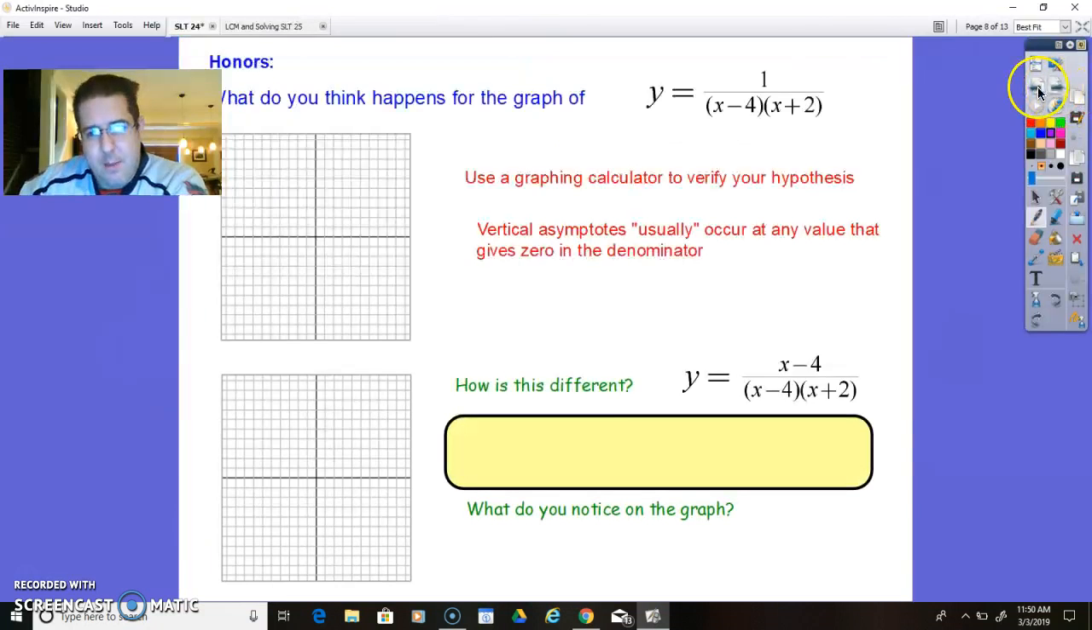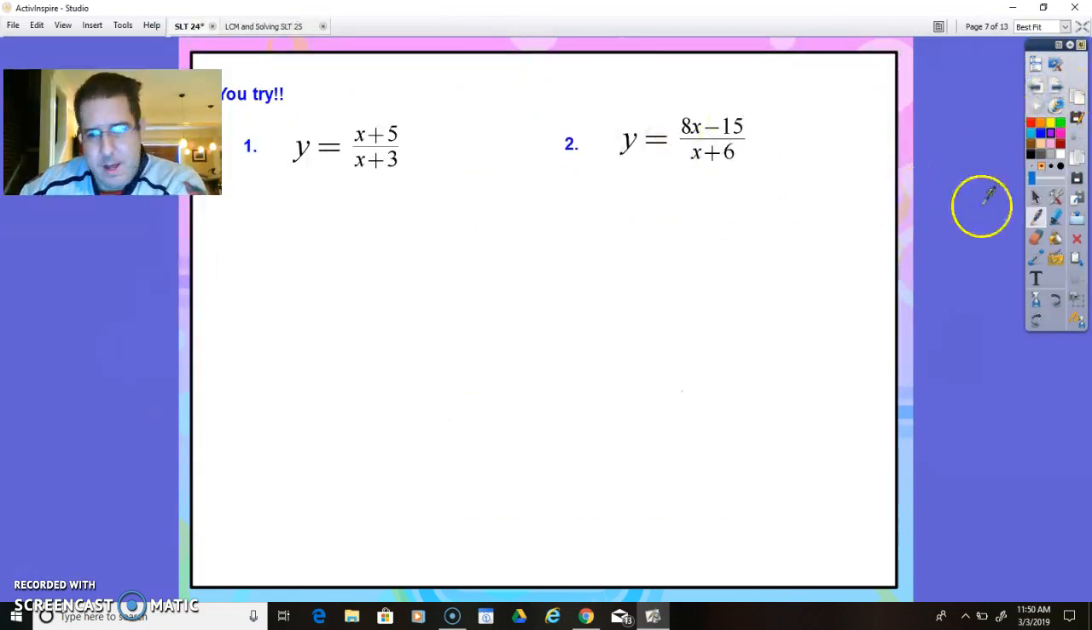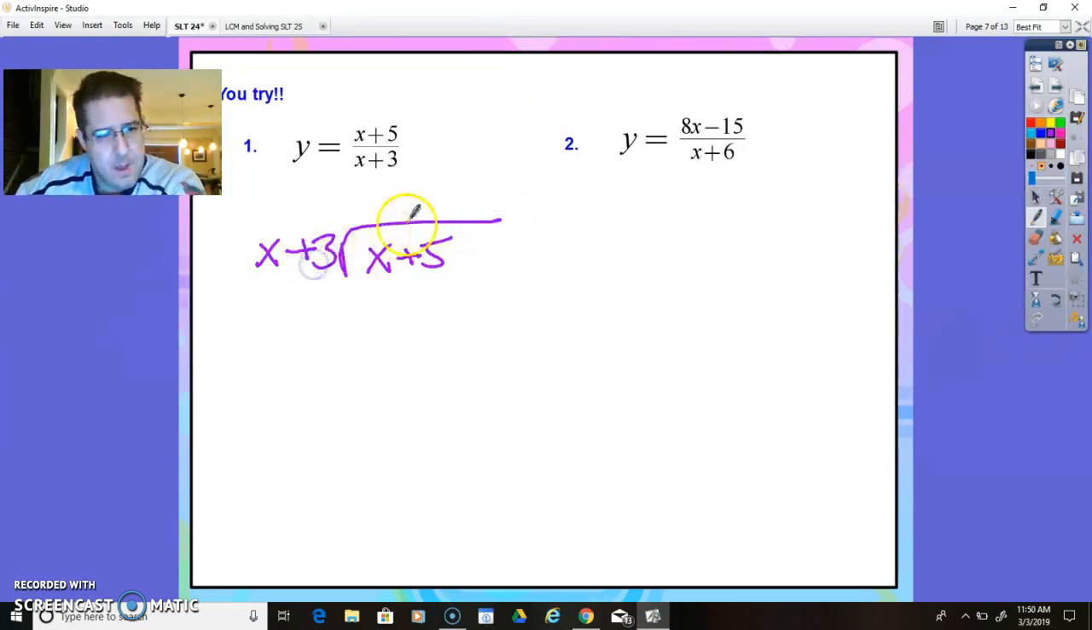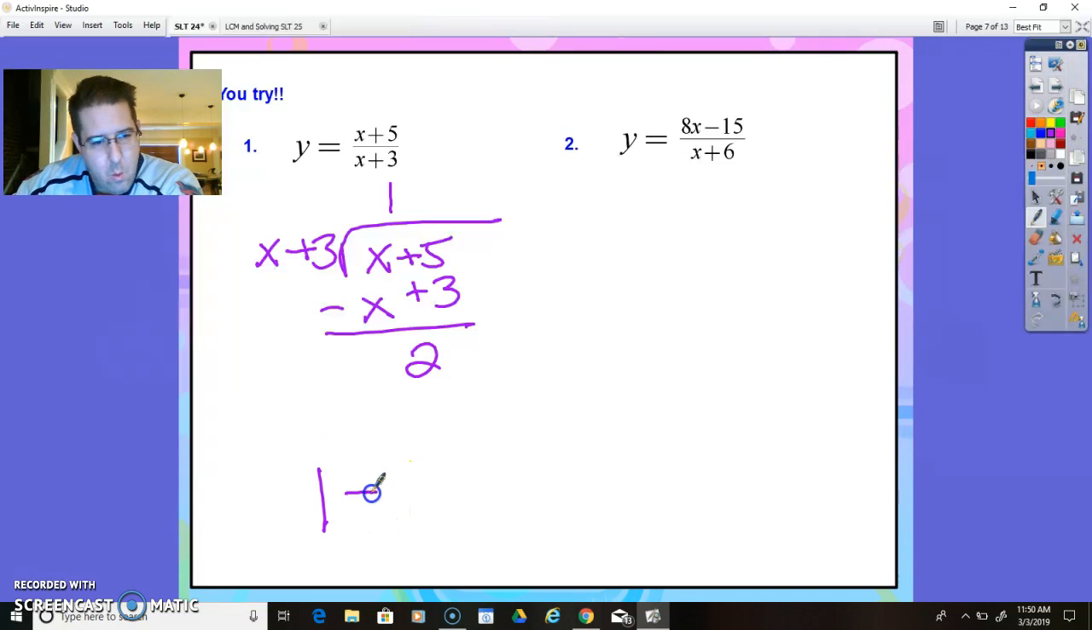All right, and I think this is my last slide. So a couple more examples. That's x plus 5 divided by x plus 3. I would have to multiply x times 1 to make x, and 3 times 1 is 3. Subtract, I get 2 left over, so there's my answer: 1 plus 2 over x plus 3. Vertical asymptote right here at x equals negative 3. Remember, it's always the opposite. And horizontal asymptote of y equals 1.